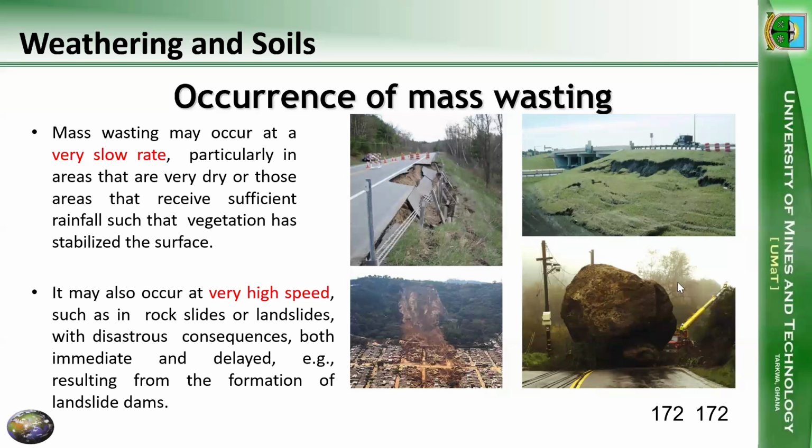This huge boulder landed on the road, possibly triggered by some rainfall events, which caused it to roll down. Look at the size of the boulder. Just imagine the sheer size of the boulder. So it can be very fast or it can be very slow, depending on the conditions or circumstances.